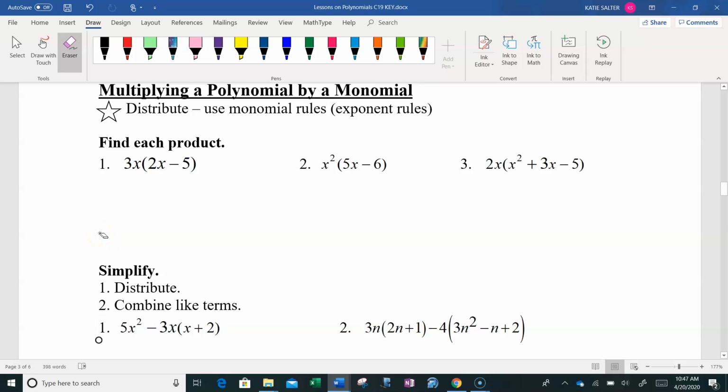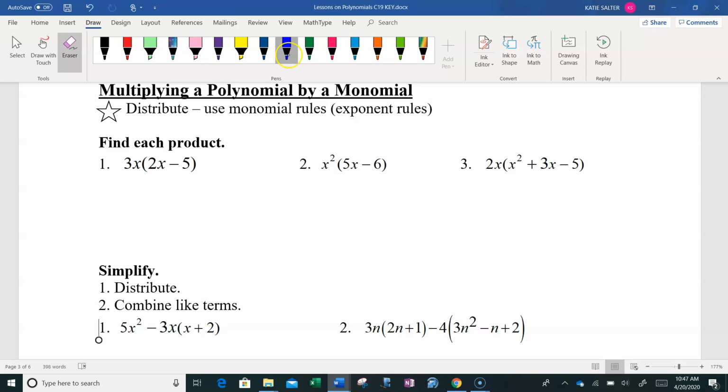Okay, so today we are going to be multiplying a polynomial by a monomial. So what that means is we're going to be multiplying one term by several terms. And to do this, because we are actually going to be distributing, we will have to use our monomial rules, our exponent rules, because when we distribute, we actually multiply. If we're just combining like terms, we only will add our coefficients.